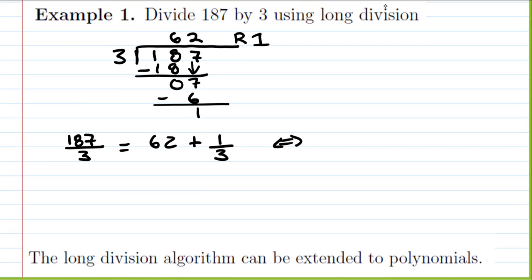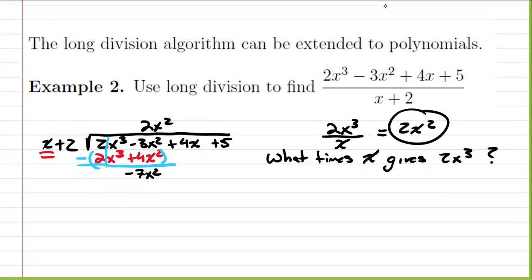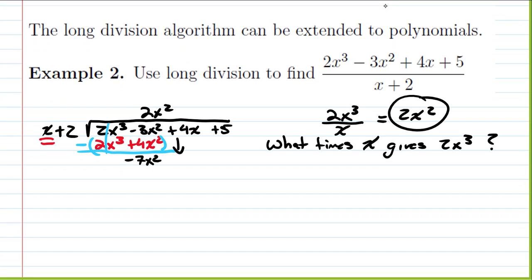So after we got our number here, we always just brought down the next thing and we rinse and repeat. So in this case, we bring down a 4x and we start the process all over. So now, what times x gives me negative 7x squared? Well, that's going to be negative 7x.